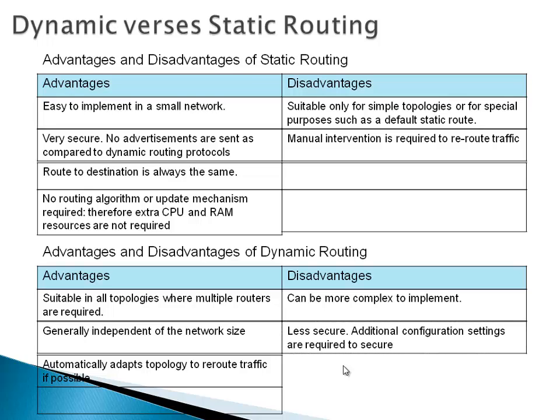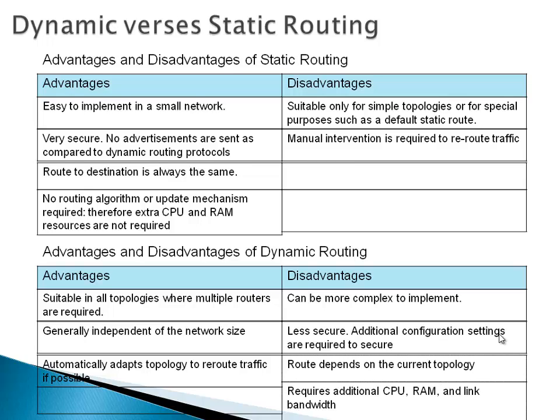It is less secure. Additional configuration settings are required to secure it, because dynamic routing is very chatty. If a router finds another router speaking the same language or same protocol, they will start exchanging information. Sometimes we don't want that. So it's less secure. Maybe we can enable authentication to secure it, and so on. Routes depend on the current topology and require additional CPU, RAM and link bandwidth to keep this routing information up to date.